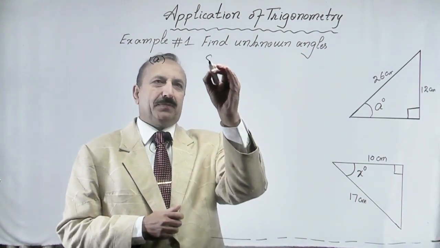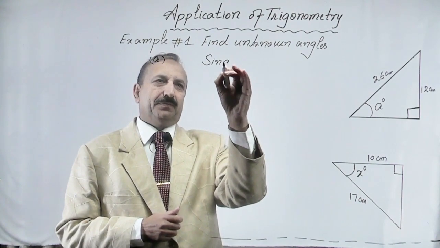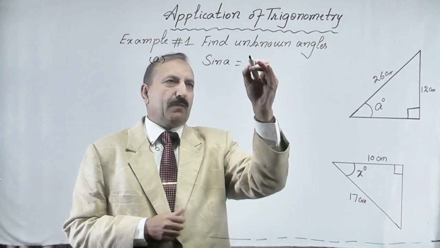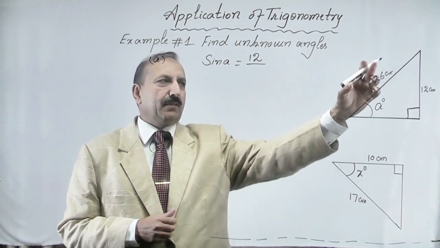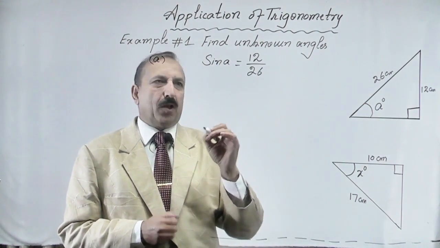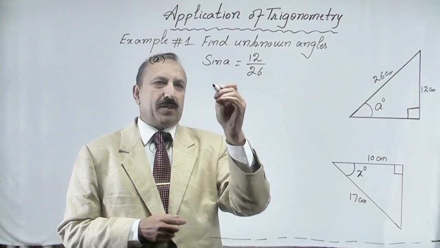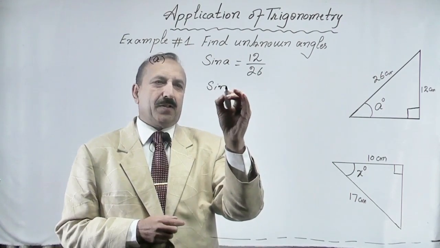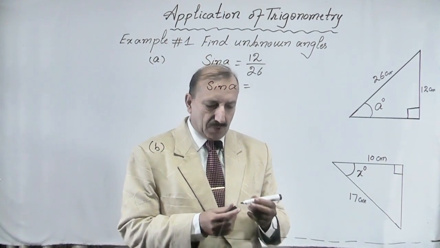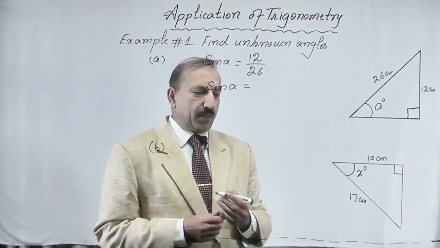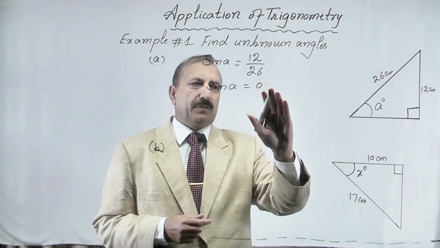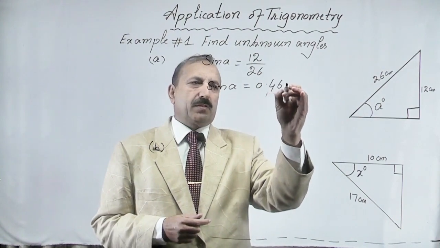So we will write here, sine of A will be equal to the opposite, that's 12, and the hypotenuse, that's 26. Now we will divide 12 by 26. Let's write it again. Sine of A is equal to 12 divided by 26, we got 0.4615.